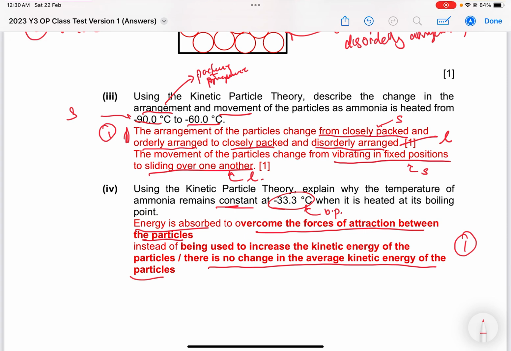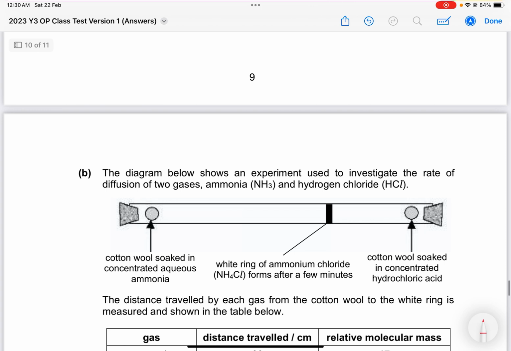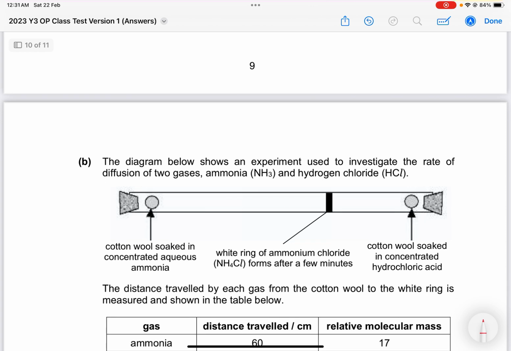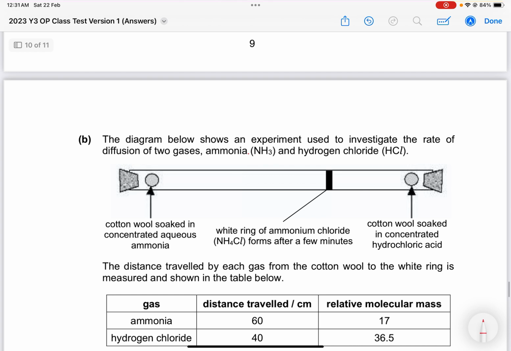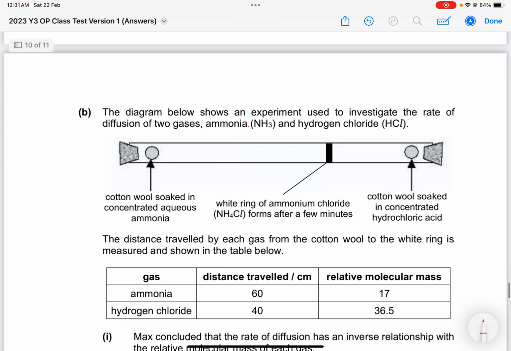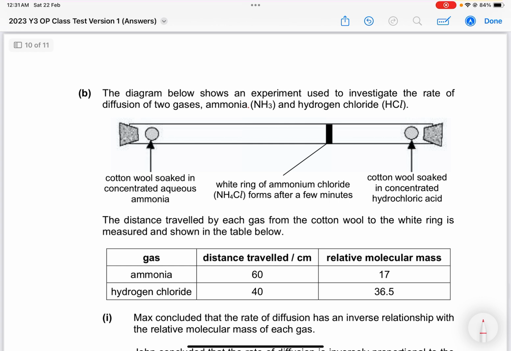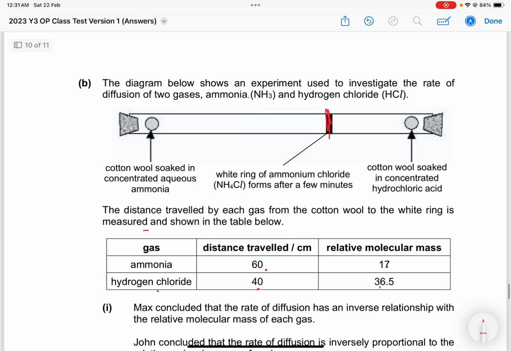Okay, next one, B part 1. The diagram below shows an experiment to investigate the rate of diffusion for two gases, ammonia and hydrogen chloride. So I got the ring form here. You can see it's very similar to 2024 question. So they said distance travelled by each gas from the cotton wool to the white ring over here is measured and shown in the table below. So ammonia gas travels 60 cm, its relative molecular mass is 17. Hydrogen chloride distance travel is 40, relative molecular mass is 36.5.